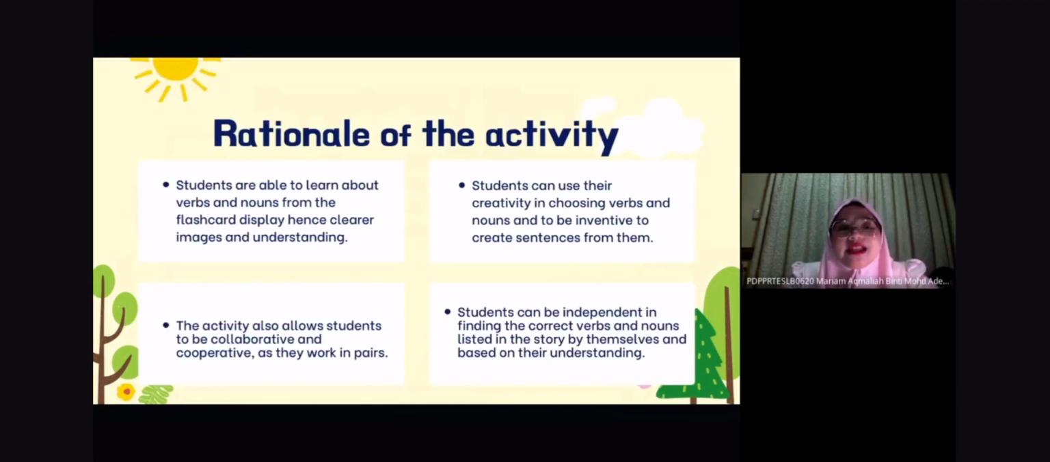Now let's move on with the rationale of the activity. Students are able to learn about the verbs and nouns from the flashcards displayed, hence having clearer images and understanding of what they're learning. The second rationale of the activity is that students can use their creativity in choosing verbs and nouns and be inventive to create sentences from them. Now Nabila will continue with the second last and last rationale of the activity.